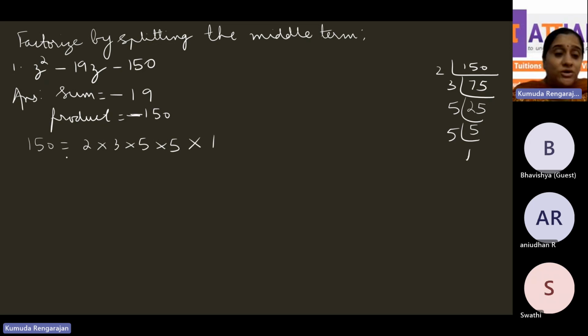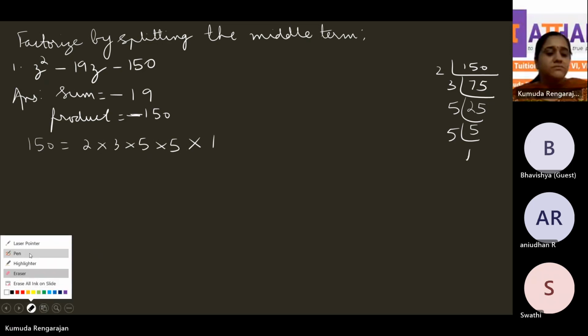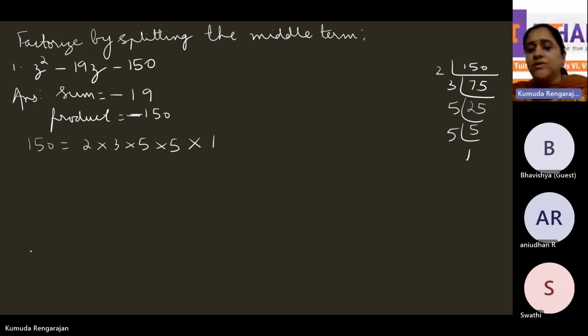Sometimes you need to multiply all these numbers and the second number will be 1. So you write 2 into 3 into 5 into 5 into 1 also. Understood? 1 is not a prime number, children. But sometimes you should multiply all these numbers, and then the second number is 1. For that I've written it here.